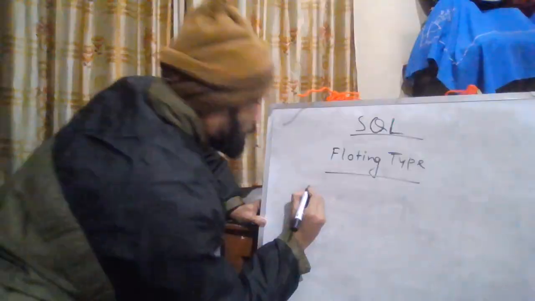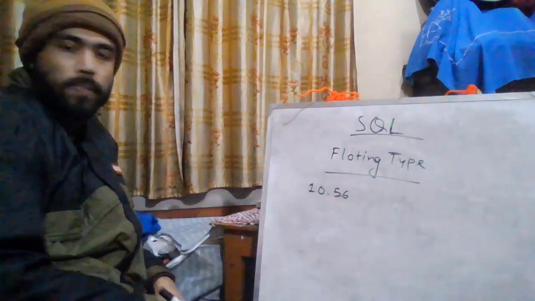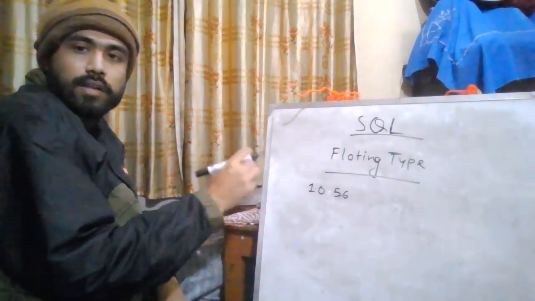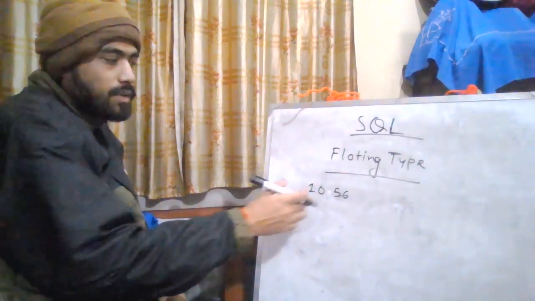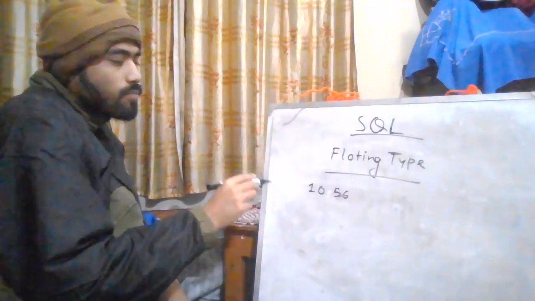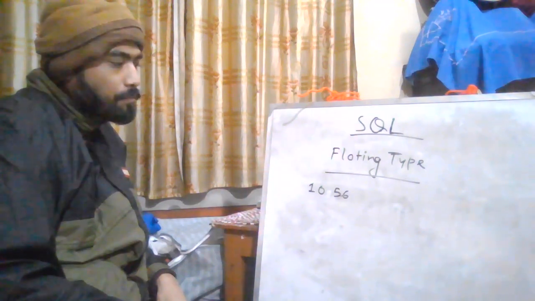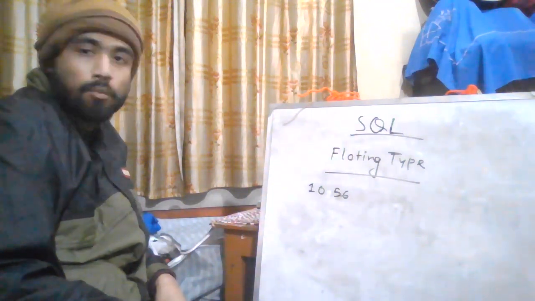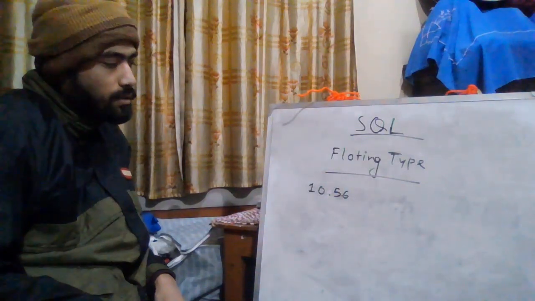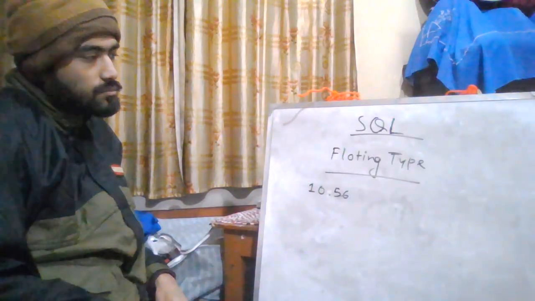What is floating? For example, 10.56. This point is very important. If we remove this point, this 10.56 or 10.6, approximately, is going to be 1056. This point is so important. So this is the decimal data type or floating type of data.